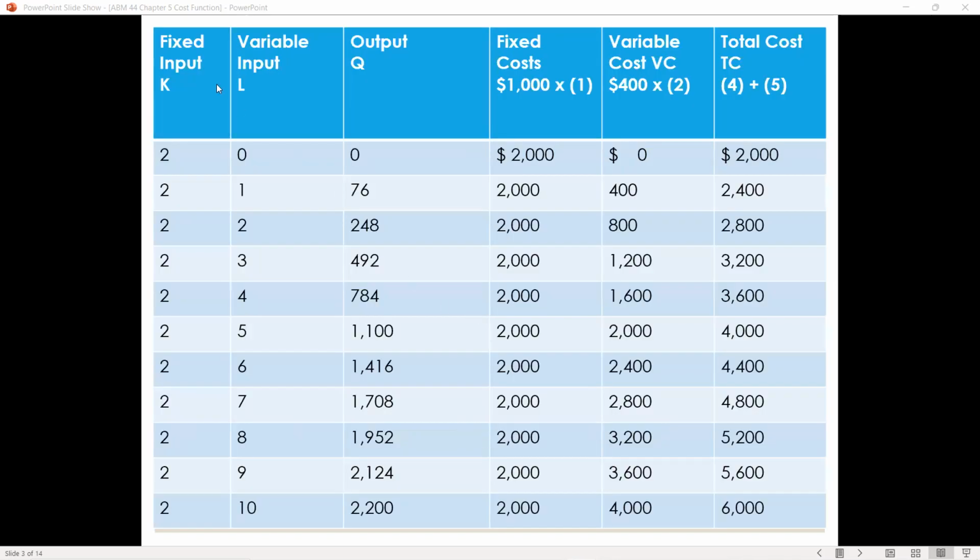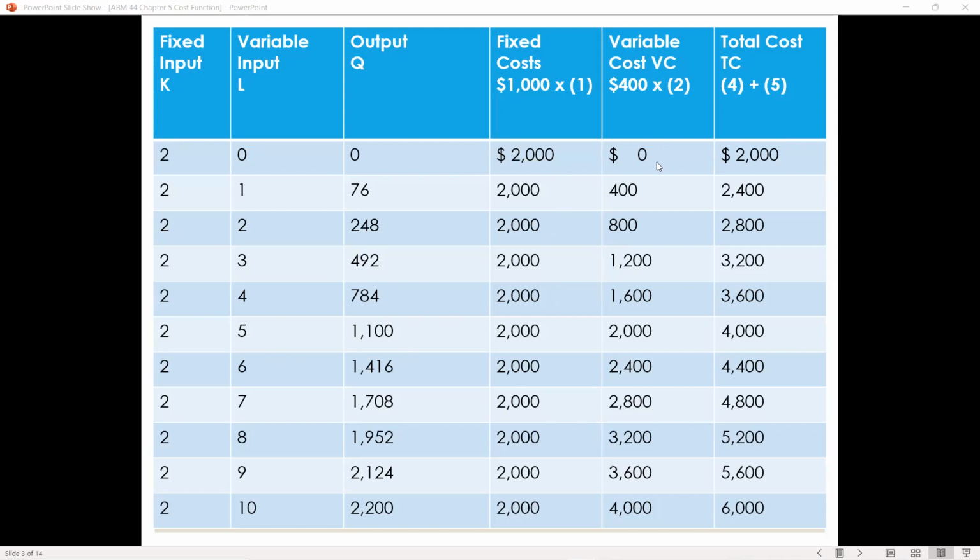We have a table here. We have fixed inputs, the same as variable inputs, and outputs. This is for the cost function, given the fixed input, variable input, and output. Let's say, for example, we have a fixed cost of 2,000. Fixed cost is always the same amount regardless of the level. For example, your rent, if you pay 2,000 every month, that's an example of a fixed cost.